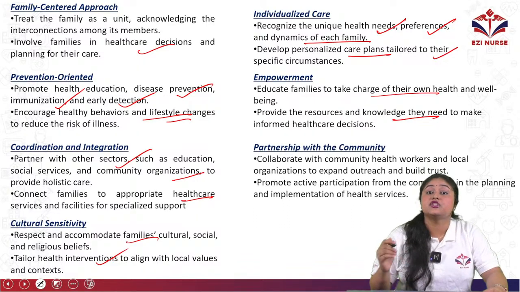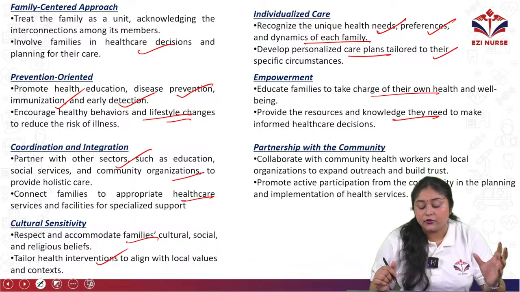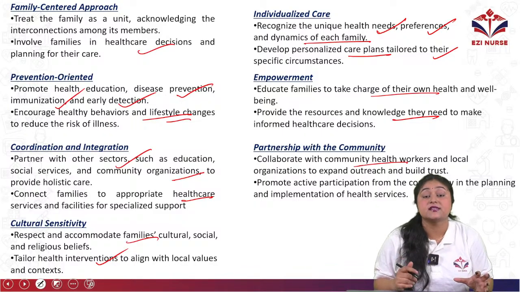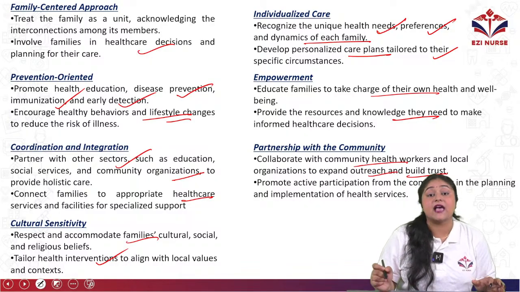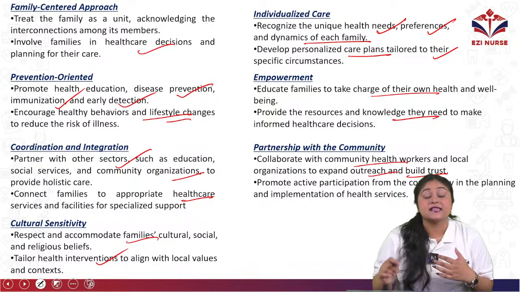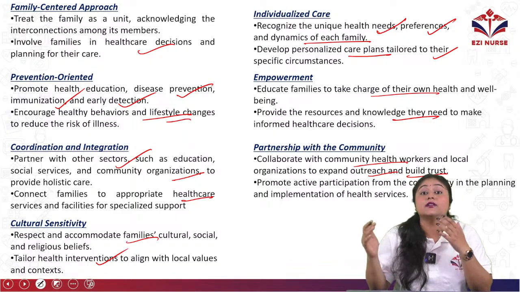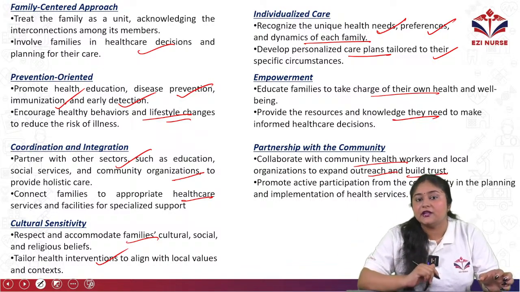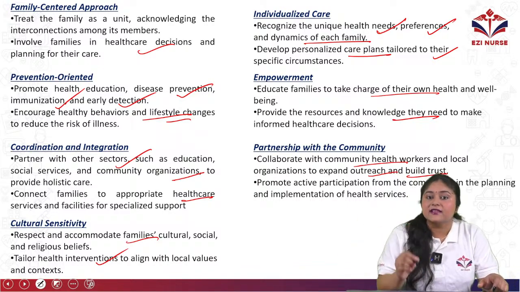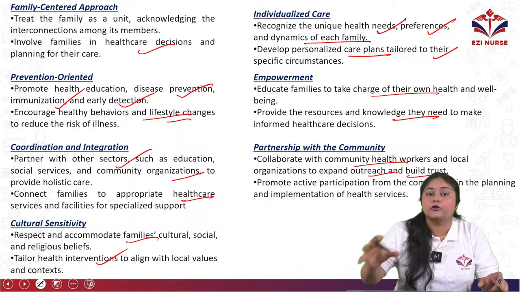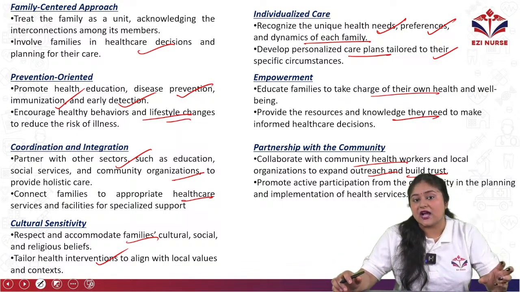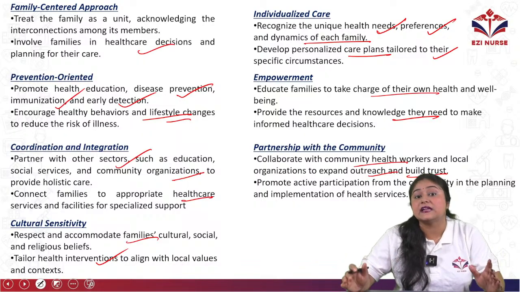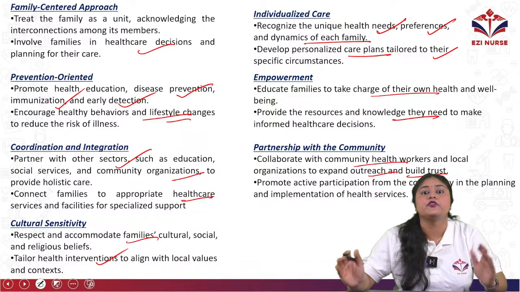Next one is the partnership with the community. We have to collaborate with the community health workers as well as the local organizations to expand the outreach and build trust. As a nurse, if we can't build trust or proper rapport with the family as well as the community, will they believe you? No, right? So as a nurse, the first and main step to provide care is to build trust and maintain the rapport as well as proper IPR. IPR is nothing but interpersonal relationship, meaning professional relationship.